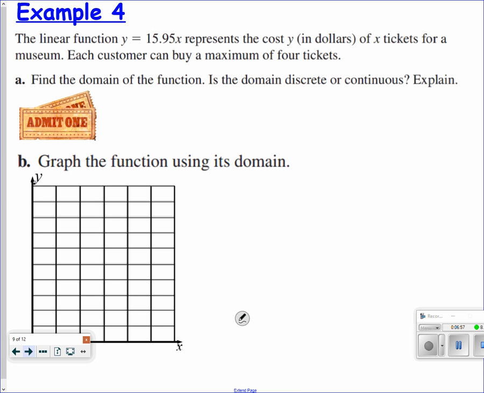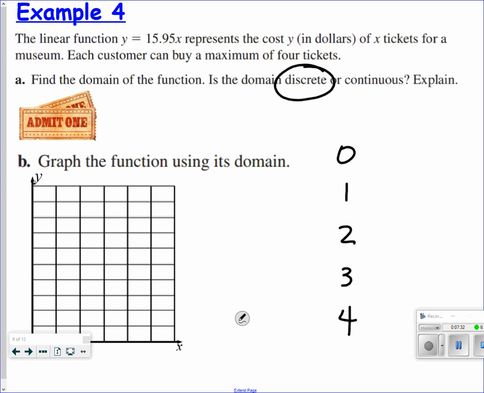So a linear function, y equals 15.95x, represents the cost y of tickets in a museum. Find the domain of the function. Is the domain discrete or continuous? Well, you can't buy half a ticket. That's what you always need to ask yourself when you're deciding whether something is discrete or continuous: can I do something in halves? Can I do something in a fraction? So this one is definitely discrete because you can only buy tickets in whole numbers.